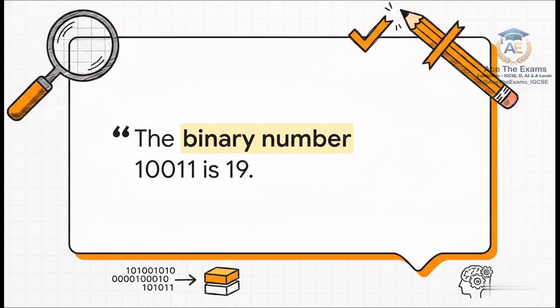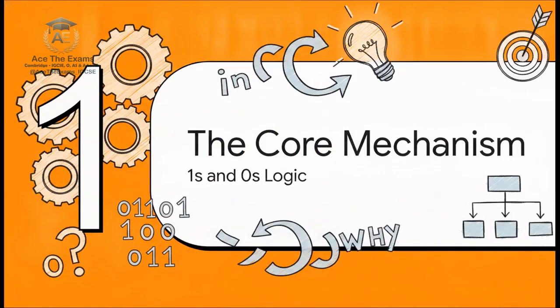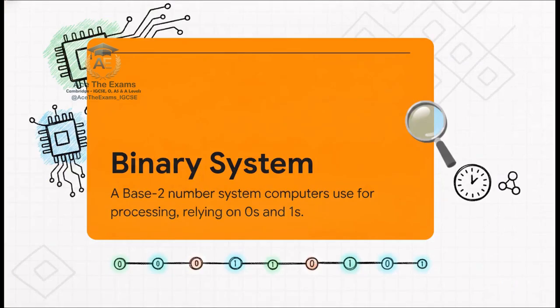We are definitely going to fix this, but to do that, we first need to understand exactly what the examiner is actually looking for. Section 1. The core mechanism. Why computers think in ones and zeros. Let's just establish the fundamental theory real quick before we jump into fixing that flawed answer.